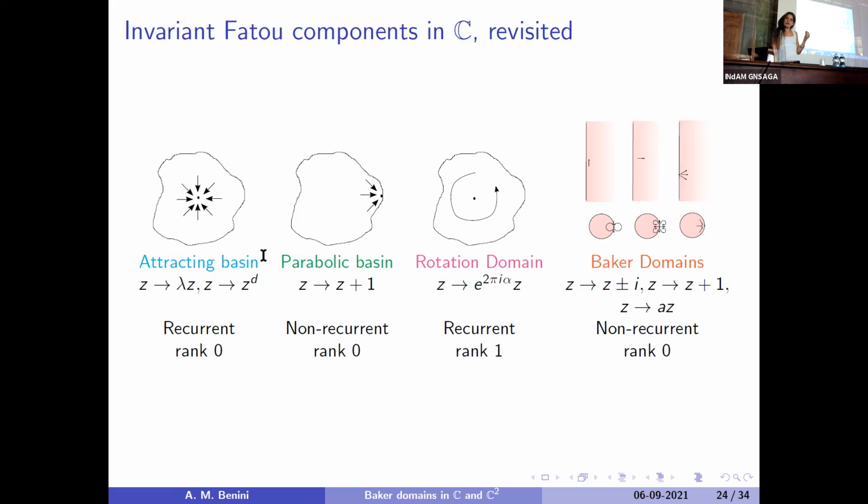Now, if you want to look at it from this point of view, when we were looking at Fatou components in C, an attractive basin is recurrent because the limit functions go inside, and rank 0. Parabolic basins are non-recurrent, rank 0. Rotation domains are recurrent, rank 1. Nothing else is possible in one variable. And Baker domains are all non-recurrent because they converge to the boundary, of rank 0.